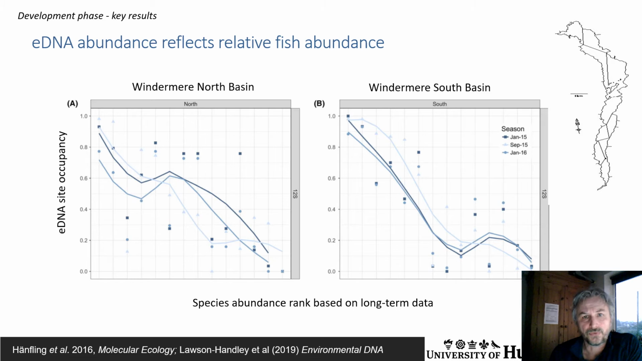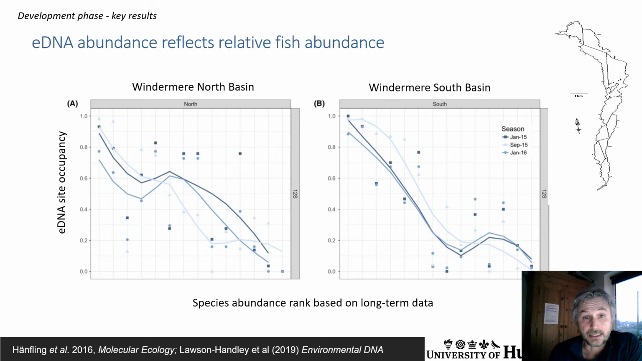One very important finding from the development phase of our project was that eDNA abundance in lakes is quite closely related to fish abundance. You can see this in these graphs here, where we plotted eDNA site occupancy against species rank abundance based on long-term data in two connected lake basins, Windermere North and Windermere South Basin.